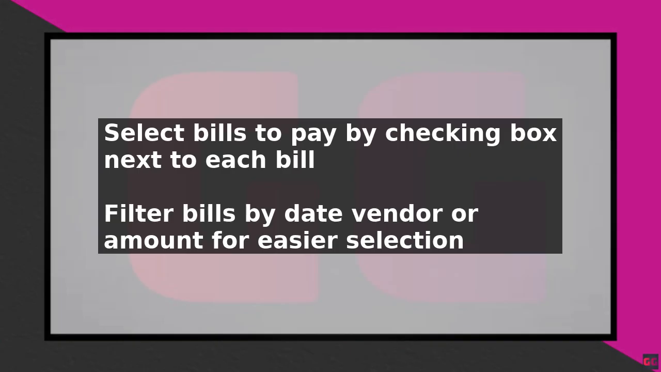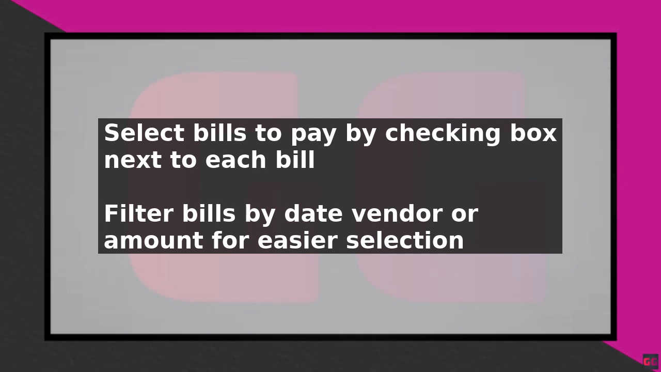You can choose to pay by check, credit card, or online banking. If you are paying by check, you can print the checks directly from QuickBooks Online or manually write the check number. Next, review the payment details to make sure everything is accurate.